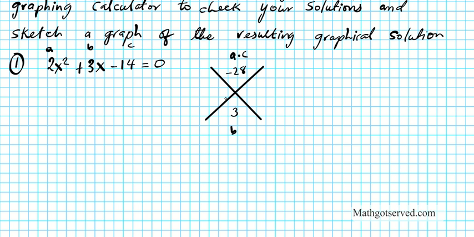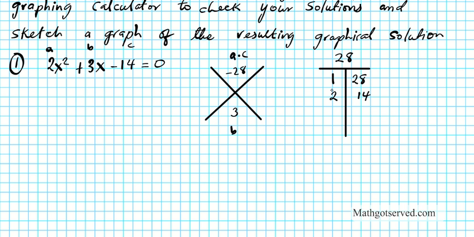Now we're going to play the game. We're going to ask ourselves, what two numbers multiply to give you 28 and add to give you 3? To help us with that, I'm going to make a list of factors of 28, and see which pair can generate 3 for me. With 28 on top, 1 times 28 gives me 28. If I add these two, I get 29. If I subtract, I get 27. That's not 3.